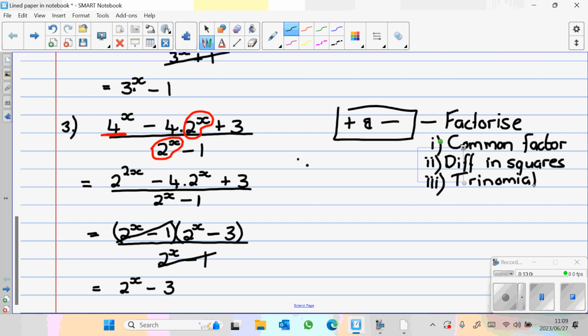And in all of these cases, the something must cancel out with something underneath. So you will be able to cancel them out. In the next part, I will give you a few examples of this to do on your own.